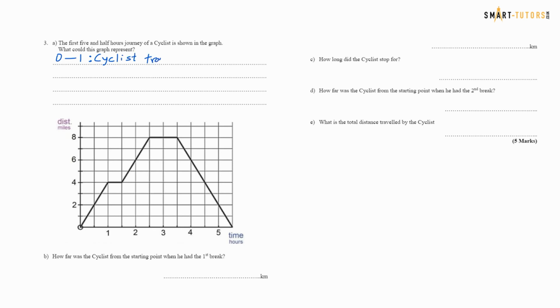So the cyclist is traveling at constant speed away from the starting point.